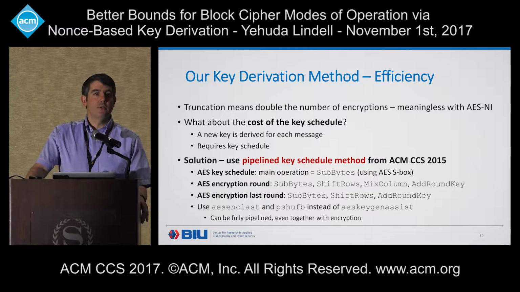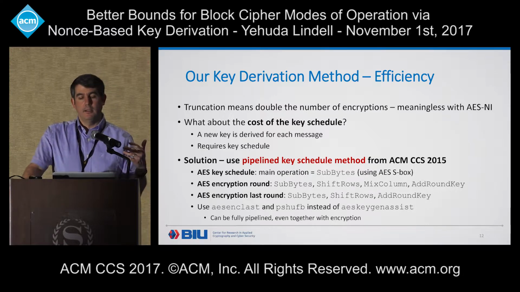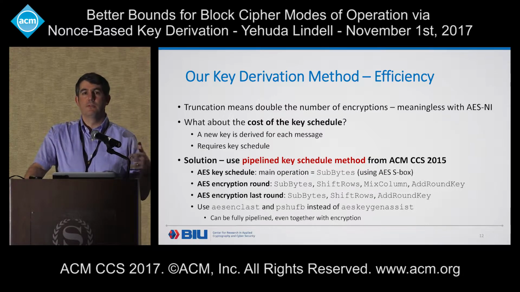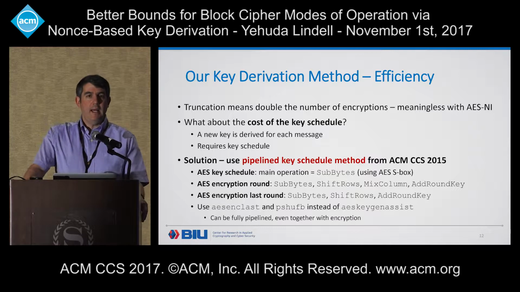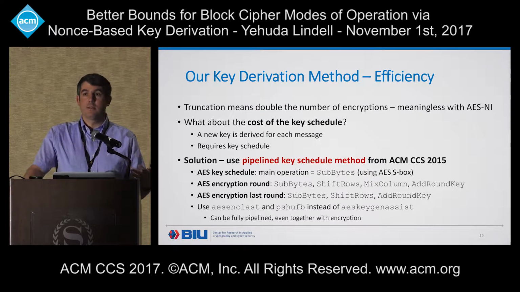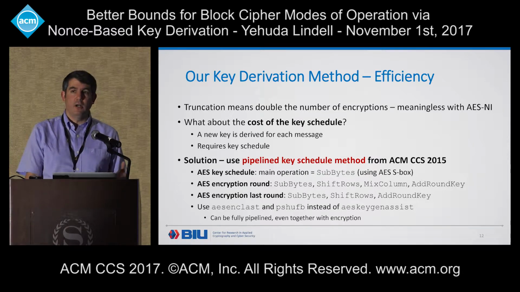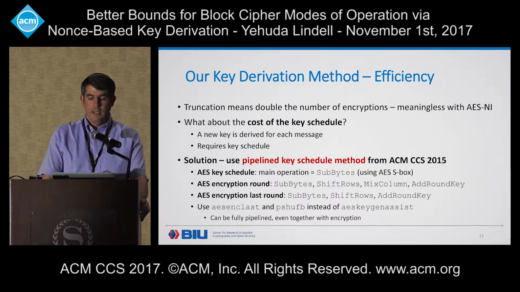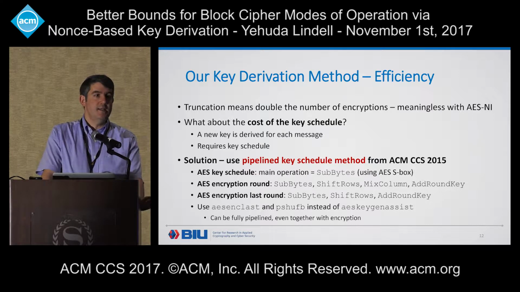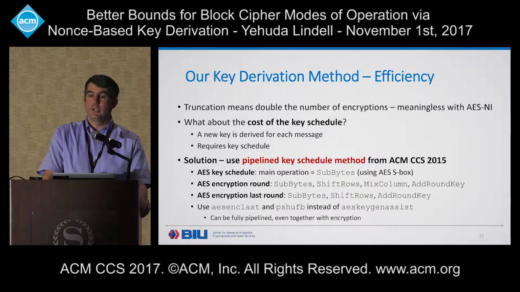Most of the cost of the AES key schedule is through running the subbytes operation, which is an SBox lookup on every single byte. That's the main cost of the AES key schedule. An AES encryption round has that subbytes as well, but it also has a shift rows operation, a mixed column operation, and add round key operation. That's in all of the rounds except for the last round. In AES's last round, there is no mixed columns operation. So you have subbytes, shift rows, and add round key.